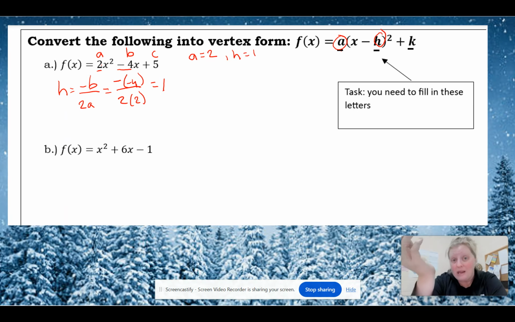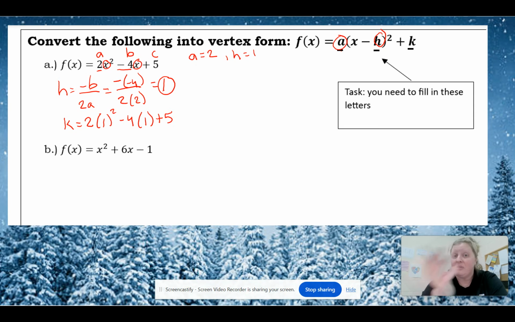Now that I know h, I can go ahead and get k. All I have to do is take this 1 and replace all my x's with that 1. As soon as you put that 1, your h value, into the problem, your answer is going to be k. So instead of 2x squared, it's 2 times 1 squared. 4x is now 4 times 1 plus 5.